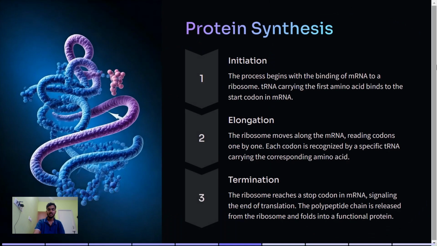Protein synthesis. Initiation: the process begins with the binding of mRNA to a ribosome. tRNA carrying the first amino acid binds to the start codon in mRNA. Elongation: the ribosome moves along the mRNA reading the codons one by one. Each codon is recognized by a specific tRNA carrying the corresponding amino acid. Termination: the ribosome reaches a stop codon in mRNA, signaling the end of translation. The polypeptide chain is released from the ribosome and folds into the functional protein.